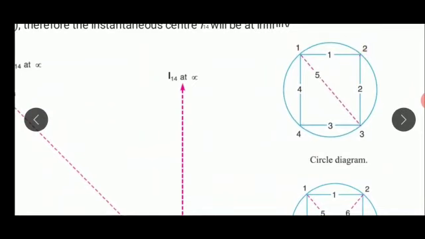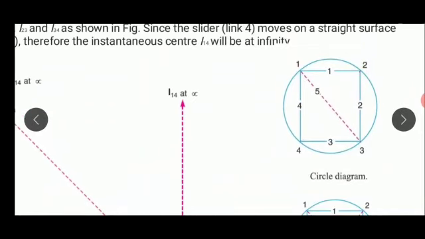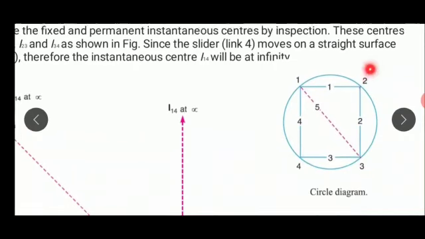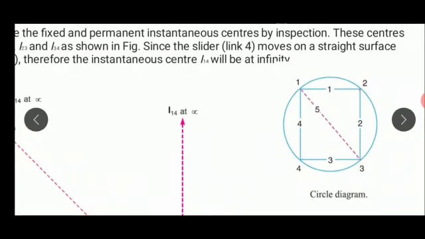So in order to have instantaneous center I13, I'll join points 1 and 3 by a dotted line, which is shown here. The rectangle will be divided into 2 triangles. One is 1, 2, 3, another triangle is 1, 3 and 4. So triangle 1, 2, 3 has 2 instantaneous centers, I12 and I23.